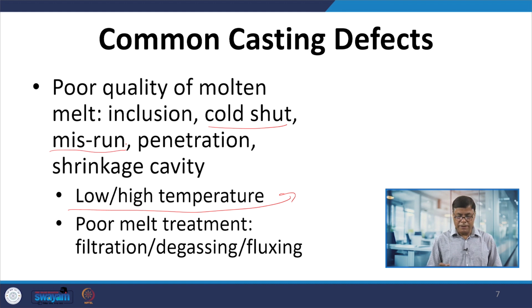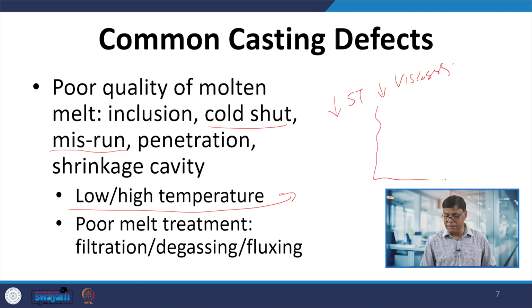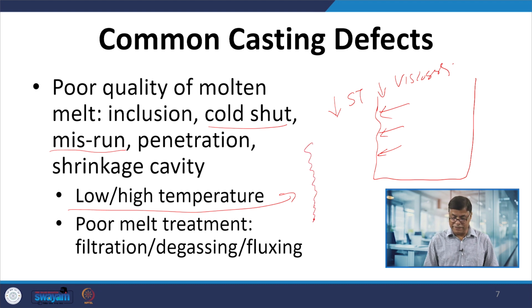Okay. And if the molten metal temperature is too high, then this will be making the molten metal of very low surface tension and low viscosity, so your molten metal will easily be able to penetrate into the finer details of the sand particles in the mold, and that in turn will be leading to penetration and a rough surface of the casting.